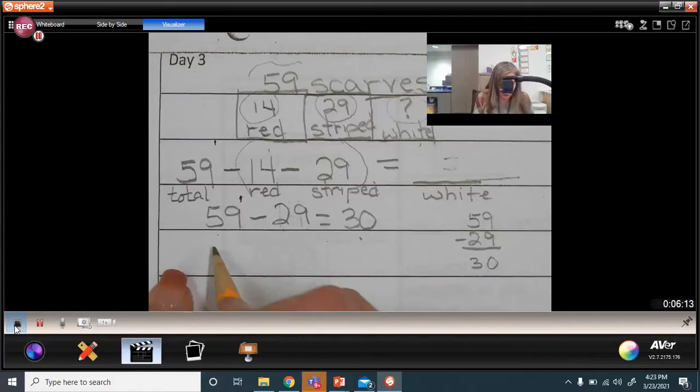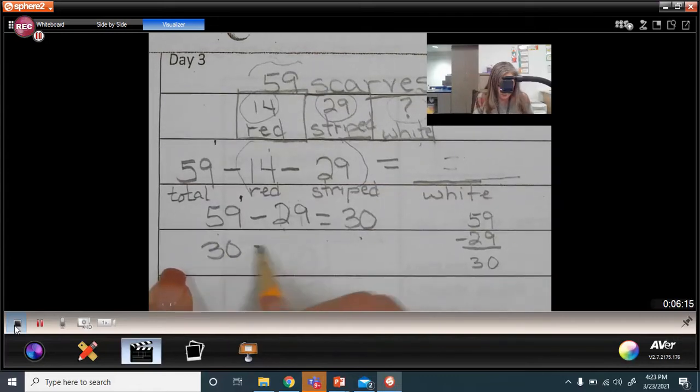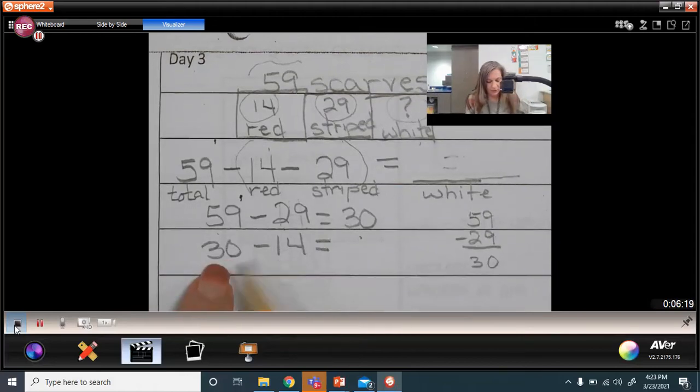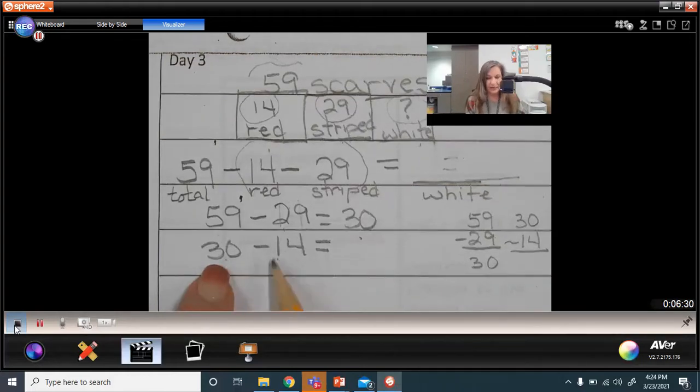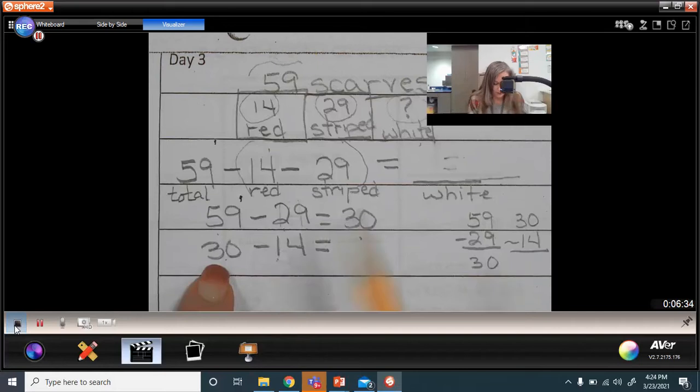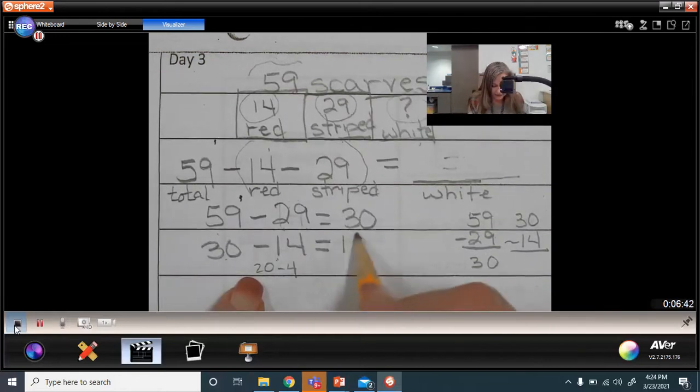Now I need to subtract the red from the 30, and 30 minus 10, and I'm going to just put that over here, 30 minus 14. Well, in my head, I can subtract 30 minus 10. So 30 minus 10 is 20, right? And then if I subtract 4 more from that 20, that's going to leave me with 16.